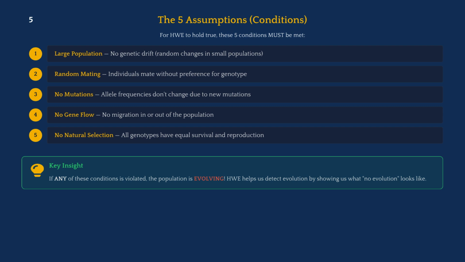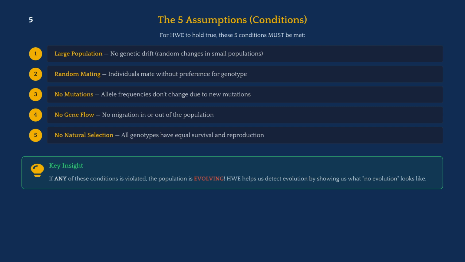Now, look carefully. These 5 assumptions almost never happen together in nature. Nature is constantly changing. Animals migrate, mutations occur, natural selection acts, random events happen, people choose mates. Which means real populations are almost always evolving.